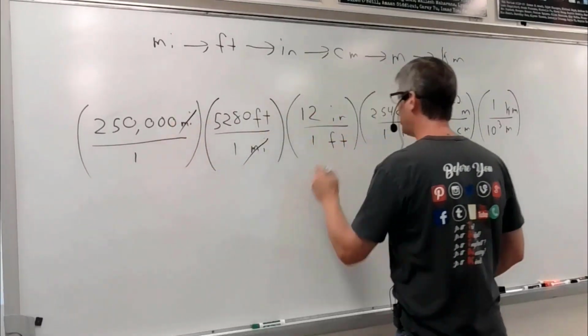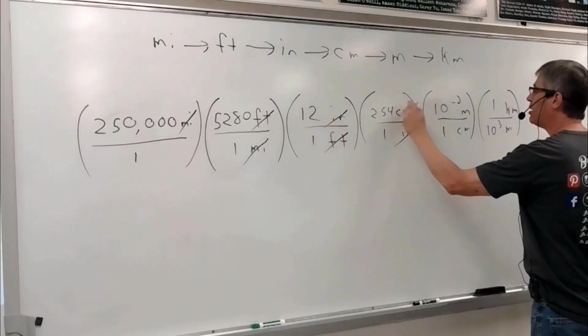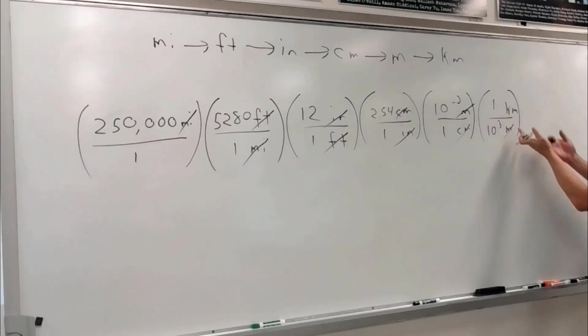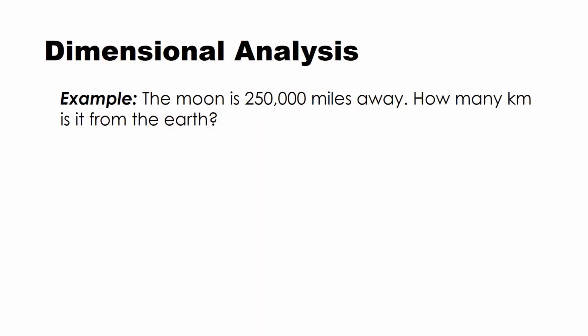Miles cancels miles. Feet cancels feet. Inches cancels inches. Centimeters cancels centimeters. Meters cancels meters. Hey, look, we're left with kilometers, and that's what we're asked to find. Stab, stab, stab. I want an answer to 2 sig figs, so we get 4.0 times 10 to the 5th. If you don't have your calculator in scientific notation, you may have gotten 400,000.